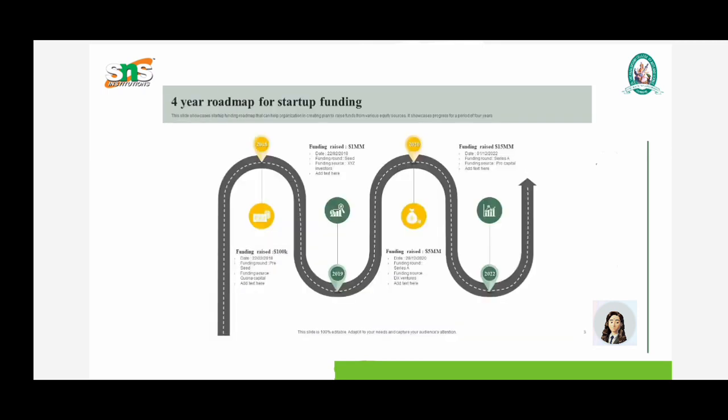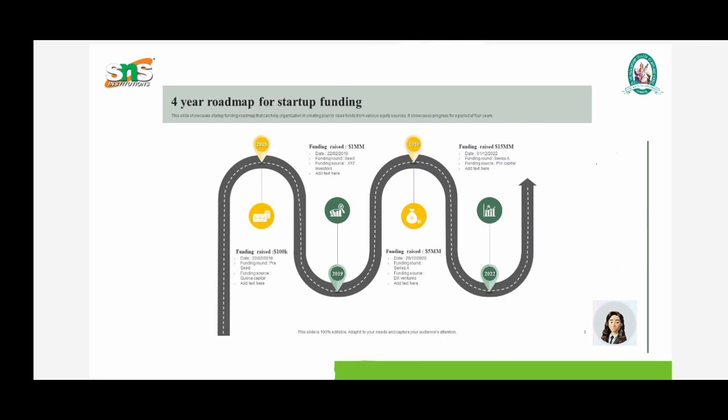Next we are going to see the roadmap for startup funding. First, funding raised. Then it will be raised under date, funding round, funding sources, investors, etc. Next we are going to see estimated project expenses with funding goals.